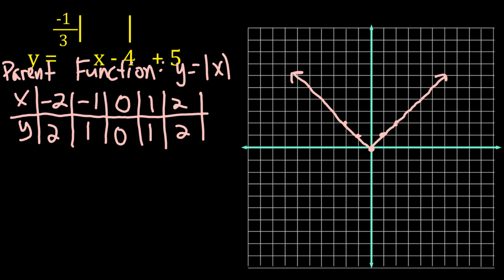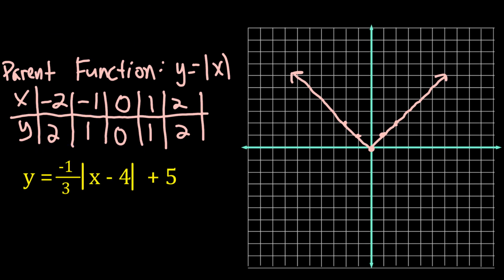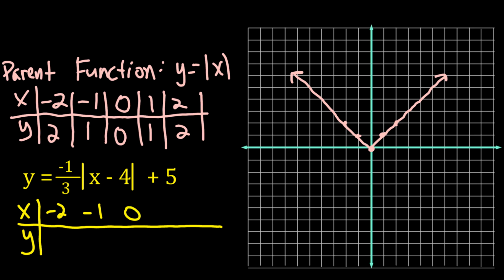So let's talk about, oops, that's not what I wanted. Let's grab all of this stuff. There we go. Let's pull this down here and let's make a table for this one. And so when we make a table, we are not going to do -2, -1, 0, 1, and 2. And the reason why is because this is not going to give us that V shape. So let's be smart about what numbers we're going to choose for x.